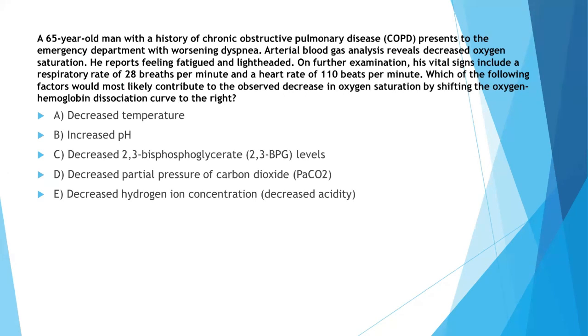On further examination, his vital signs include a respiratory rate of 28 breaths per minute and a heart rate of 110 beats per minute. Which of the following factors will most likely contribute to the observed decrease in oxygen saturation by shifting the oxygen hemoglobin dissociation curve to the right? Decreased temperature, increased pH, decreased 2,3 BPG levels, decreased partial pressure of carbon dioxide, decreased hydrogen ion concentration.